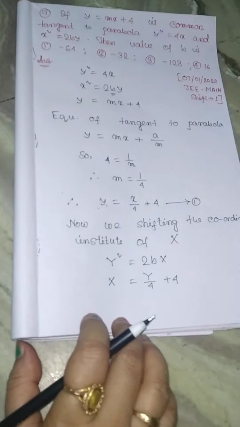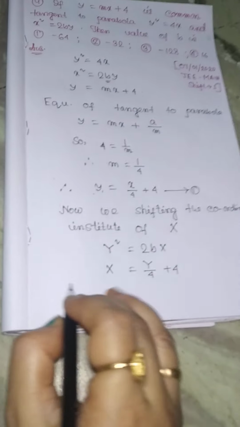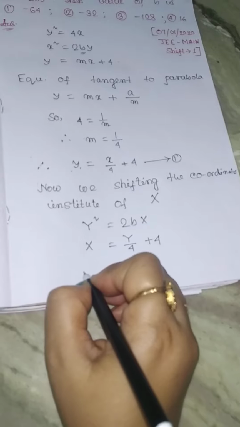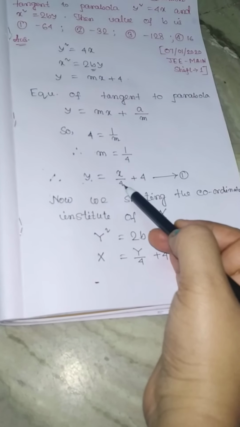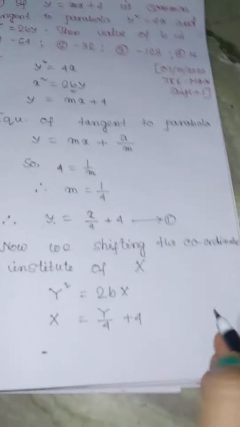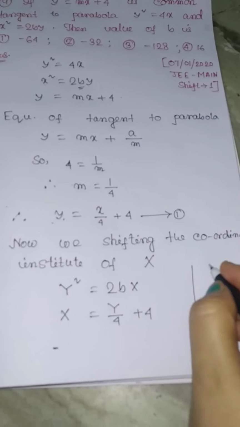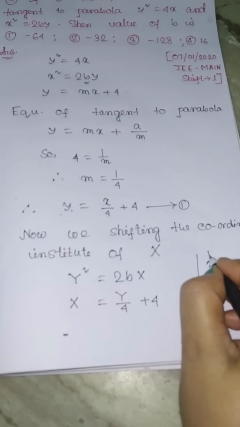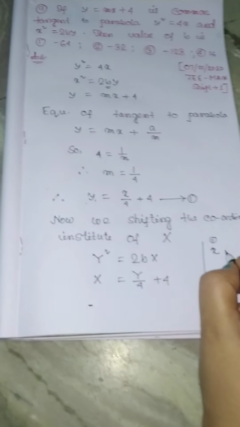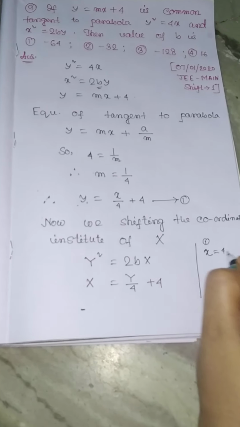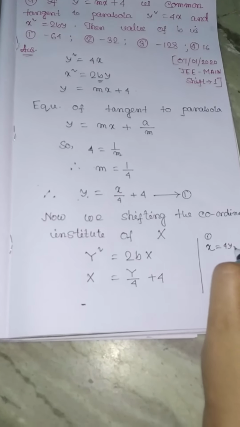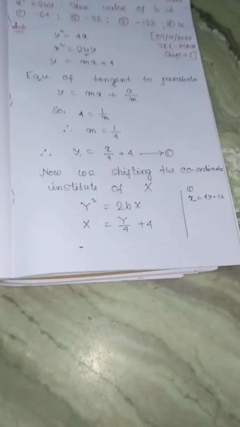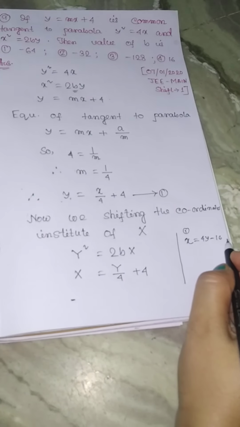So now calculating these two, here we calculate the value of x. So from equation 1, x is equal to 4y minus 16. X is equal to 4y minus 16.